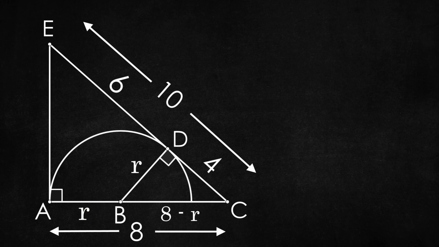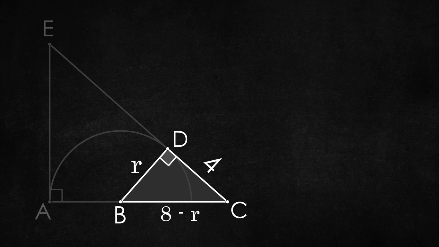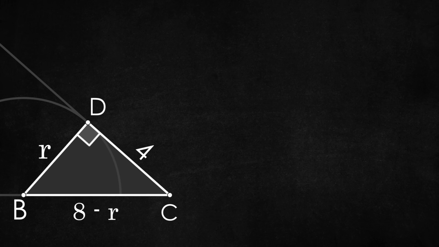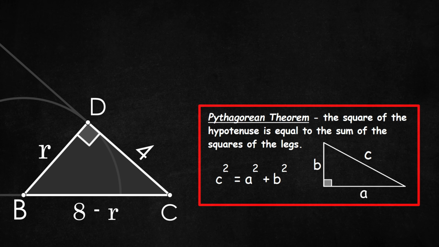I think we're getting close now. Let's shift our focus on the right triangle BDC. Once again, we're going to use the Pythagorean theorem, but this time to find the radius R of the semicircle. 8 minus R all squared is equal to R squared plus 4 squared.